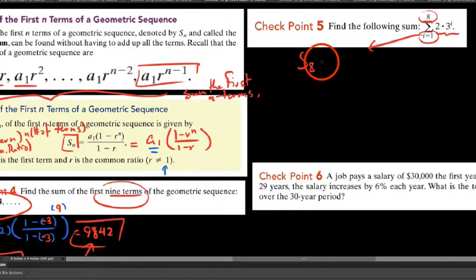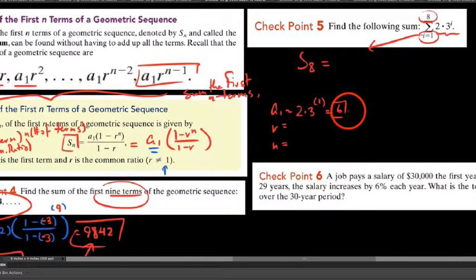geometric. So here's the deal. With the geometric sum, again, we need to know A1, we need to know R, we need to know N. So we'll start with our A1. A1 wasn't given to us per se, but we could find it. We could plug 1 into our rule here. So we would get 2 times 3 to the first, which is really 6. And so first things first, our first term is 6.